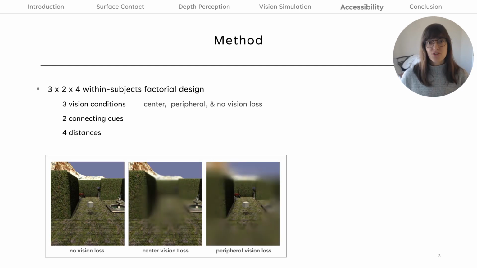People have made these distance judgments under 3 visual field loss conditions, which you can see depicted below. The no vision loss, center visual field loss, and peripheral visual field loss. And so to simulate these conditions, we employed the vision simulation described in the earlier chapters of this dissertation. This vision simulation, as a reminder, employed a Gaussian image pyramid. And for this particular study, we used a pyramid with 7 levels.